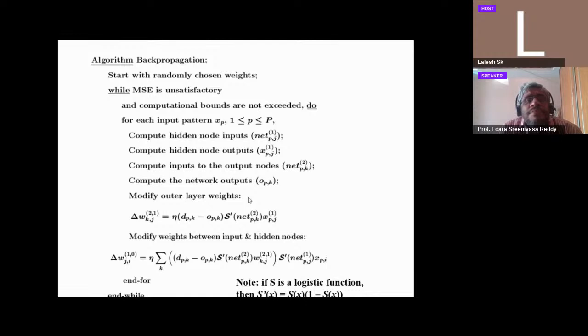Compute hidden node inputs, net of 1. Compute hidden node outputs, x of 1. Compute inputs to the output nodes, net of 2. Compute final outputs, O. Modify output layer weights with delta W of 2, 1 equal to eta into D minus O, S dash of net of 2 into x of 1. And modify the weights between the input and hidden nodes as delta W1, 0 equal to eta into sigma of D minus O into S dash of net 2 into W of 2, 1 into S dash of net of 1 into X I. So already we have shown S dash of X is equal to S of X equal to X.